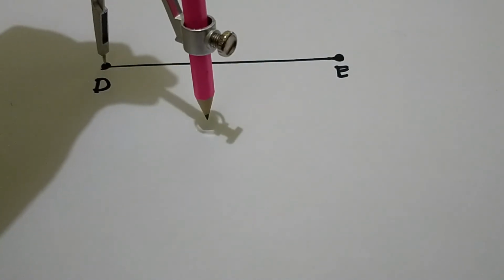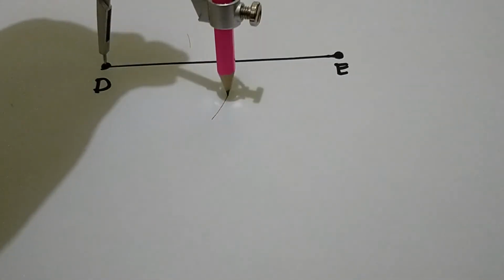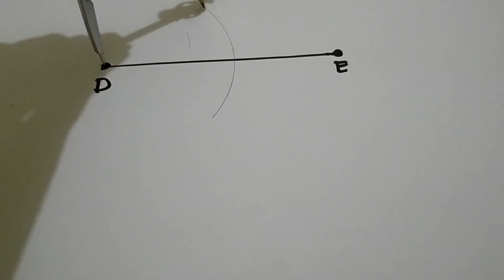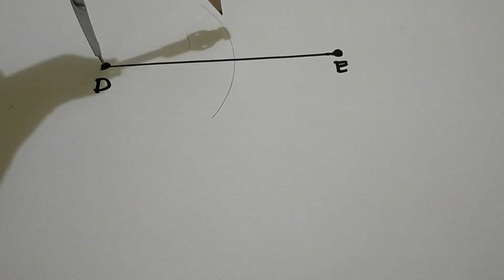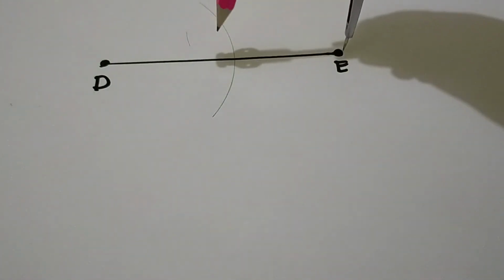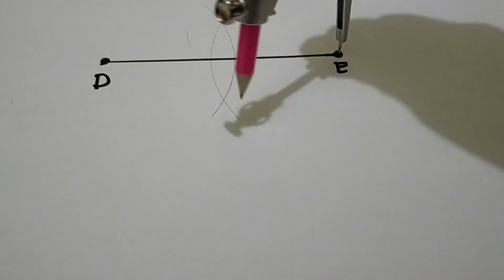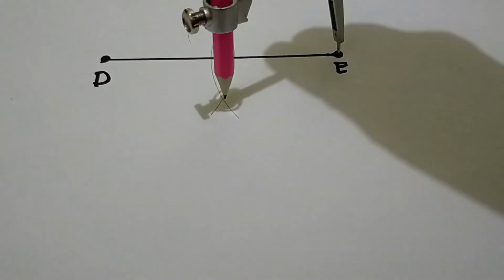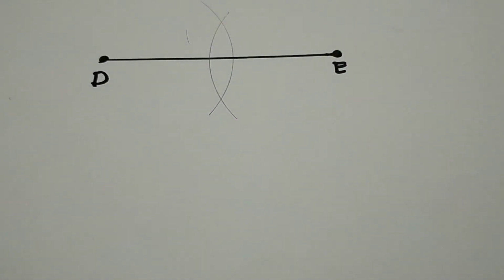Okay, so we will now draw. We are now all set. We are now going to draw an arc using this one. After drawing an arc using one of the endpoints, we will also do the same using the endpoint E. So here's one. Again, you are going to draw an arc. There you go.